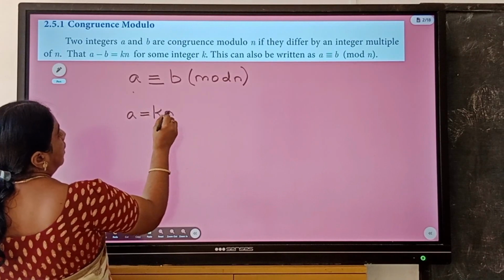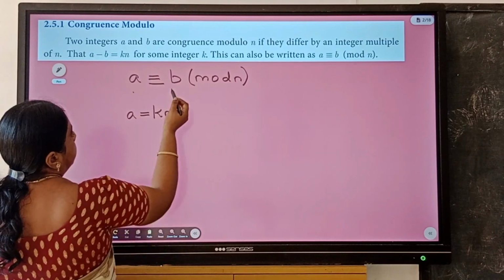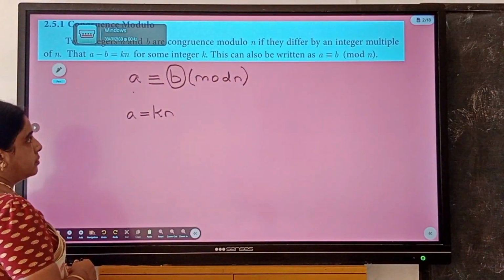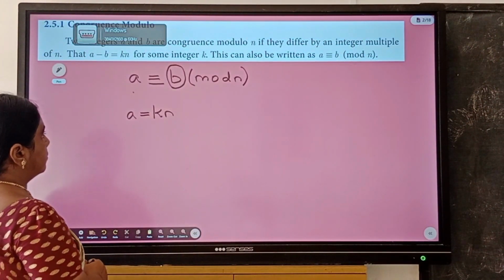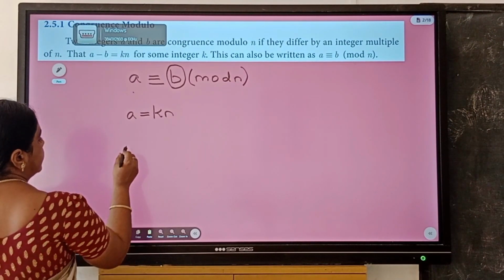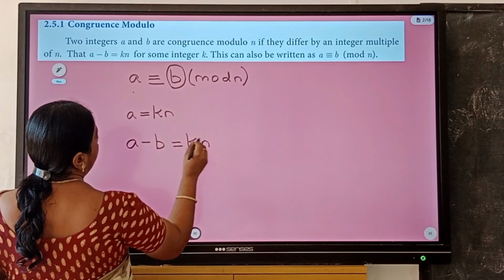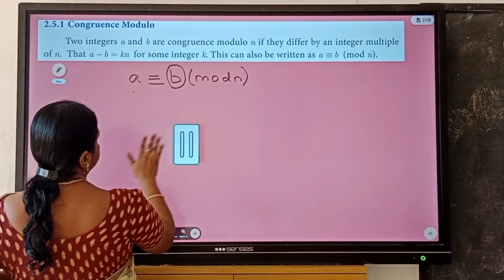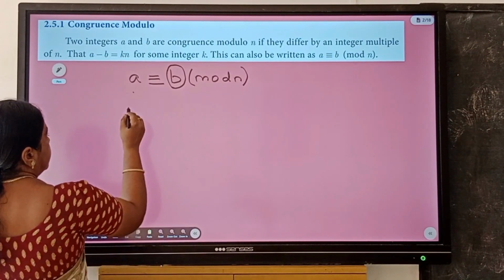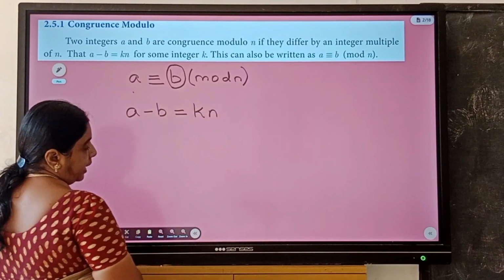So a is some multiple of this number n, and when you divide it, we get the remainder b. So we can also say that a minus b is equal to some multiple of n. So b here is the remainder. We can also say a minus b is some multiple of n.